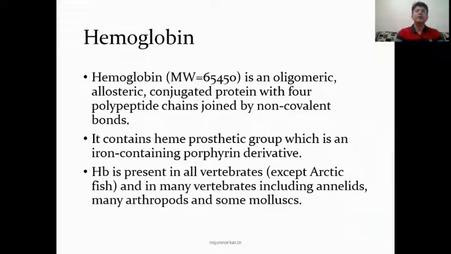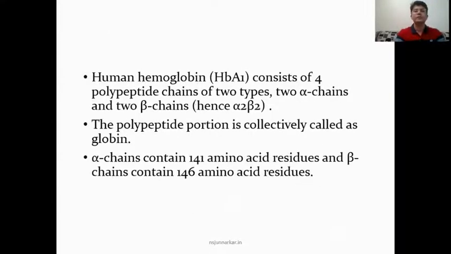Hemoglobin is another globular protein whose molecular weight is 65,450 daltons. It is an oligomeric allosteric conjugated protein with 4 polypeptide chains joined by non-covalent bonds. It contains a heme prosthetic group, which is an iron-containing porphyrin derivative. Hemoglobin is present in all vertebrates except Arctic fish and in many invertebrates including annelids, many arthropods, and some mollusks.